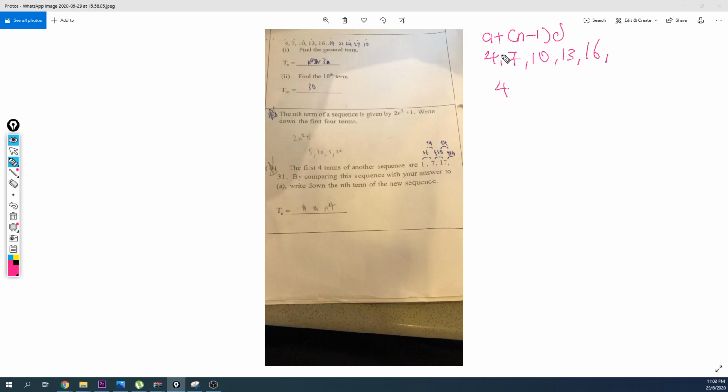From 4 to 7, it is an addition of 3. From 7 to 10 is also an addition of 3. From 10 to 13 is also an addition of 3. And from 13 to 16, that is also an addition of 3.